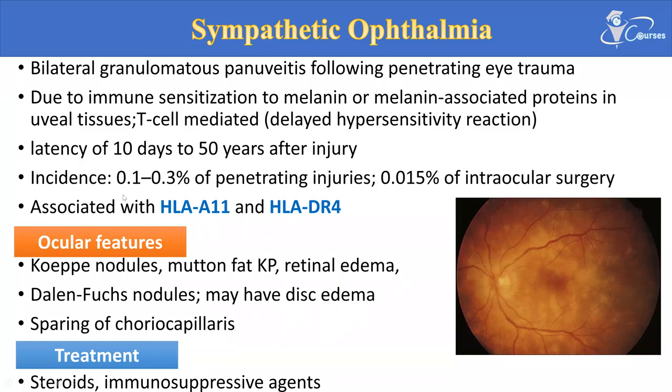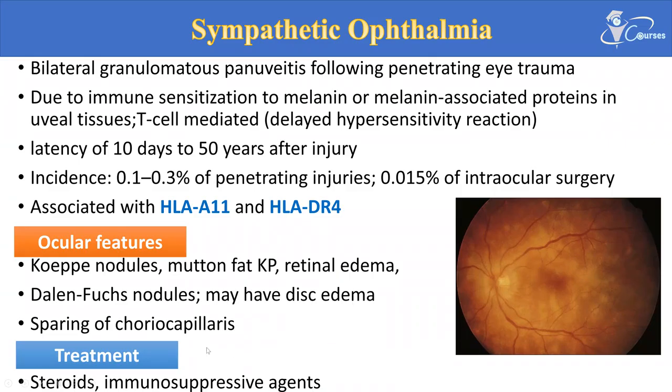It has a low incidence of about 0.1 to 0.3% of penetrating injuries, and a much lower ratio after intraocular surgery, about 0.015%. It has also been linked to HLA types like HLA-A11 and DR4, like Vogt-Koyanagi-Harada. Clinically, it presents with the same features as Vogt-Koyanagi-Harada, like iris nodules such as Koeppe nodules, mutton fat keratic precipitates as in any granulomatous uveitis, retinal edema, Dalen-Fuchs nodules, and possibly disc edema.